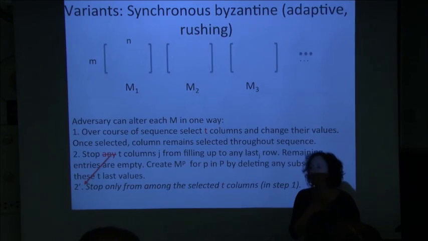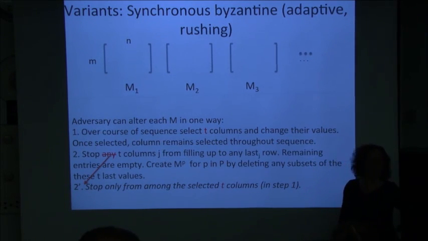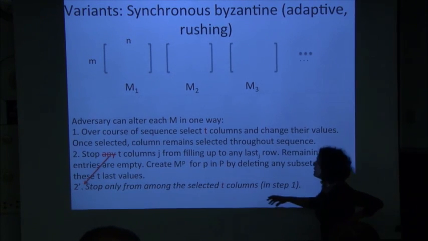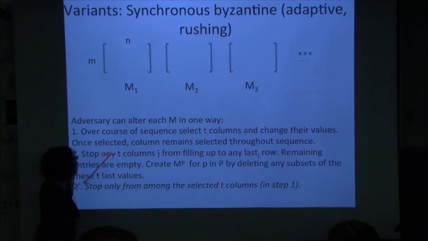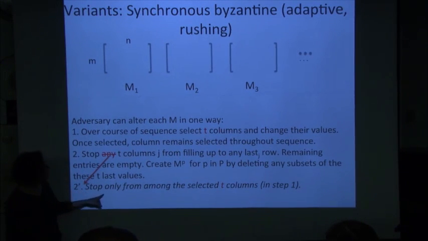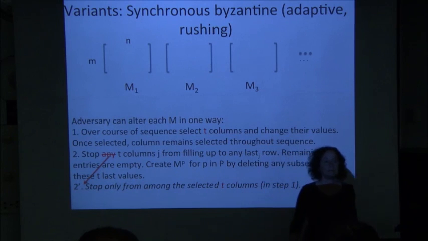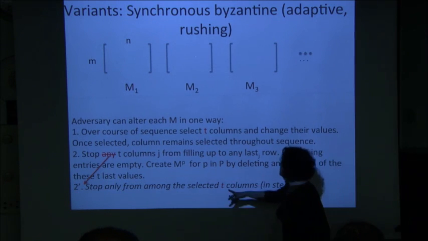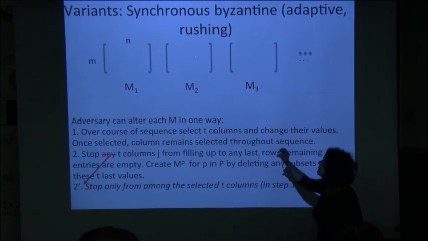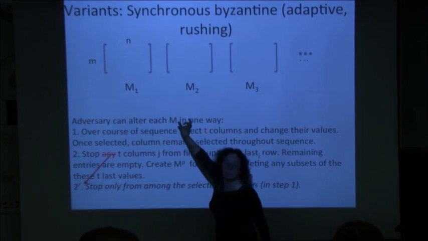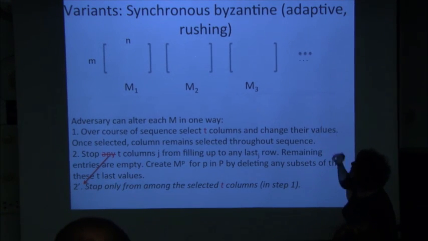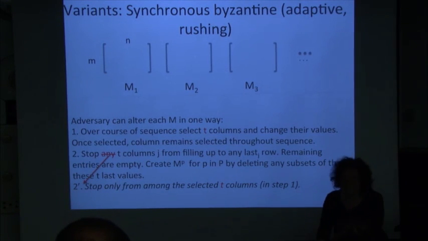All right. Now I just want to point out that you can think of all the other models in this context, I hope. It looks right to me. So, for example, suppose you want to talk about synchronous Byzantine adaptive rushing. Then you just cross out any t columns here from point number 2, and you can only stop from among the selected t columns. So I'm claiming that this model captures all the other models. That means that at each stage, the ones you're stopping have to be only from a small set, the t-set. They can't be scattered around the matrix, as I showed you before. That's the synchronous Byzantine adaptive rushing adversary.